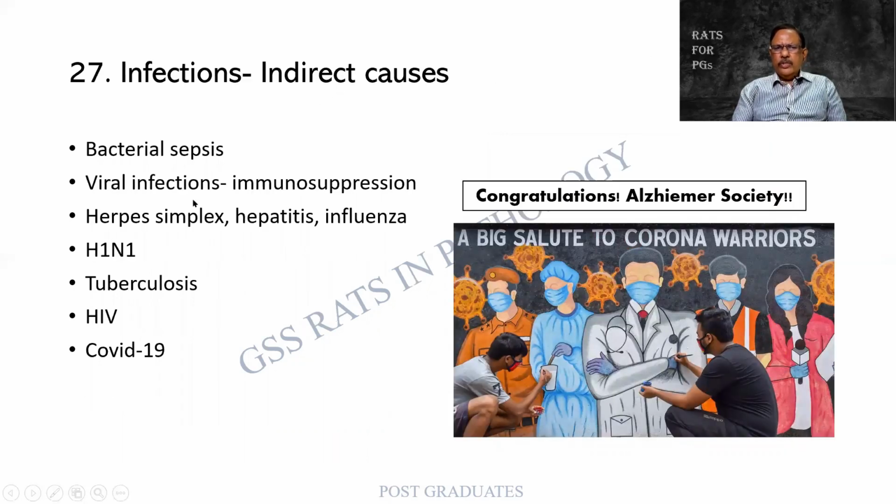Infections, indirect causes, of course. It can be bacterial sepsis, viral infections, etc. H1N1, tuberculosis, and HIV. Of late, COVID-19 has been a horror for the general public as well as the pregnant mothers, many of whom had passed away because of it. And this is a painting that has been done. A big salute to the Corona warriors. It has been from the Alzheimer's Society. Congratulations to them.